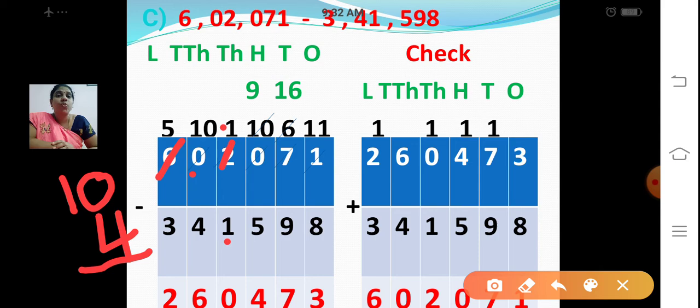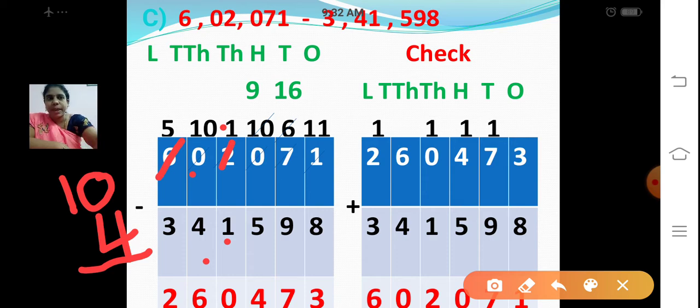What is the meaning of giving 1 lakh? 10,000, right? So 10,000 I'm giving. So 10 minus 4. After 4, 5, 6, 7, 8, 9, 10. So 6. Write it down. 60,000. Now let's move on to the lakhs place.